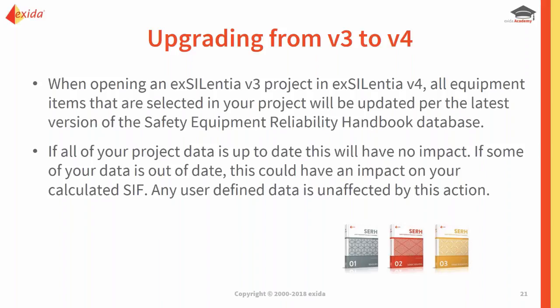So what we need to do is, when we transfer information over from version 3 to version 4, we need to now link those traditional database items to this new hybrid database format. And as part of that, we will link it to the database, but we will also update all the failure rate information that is associated with your equipment. So if your project is very recent and you're using the latest and greatest Safety Equipment Reliability Handbook database, this is not going to do anything for you. But if you have an older project where some of the data may be out of date, this will automatically update that failure rate information.